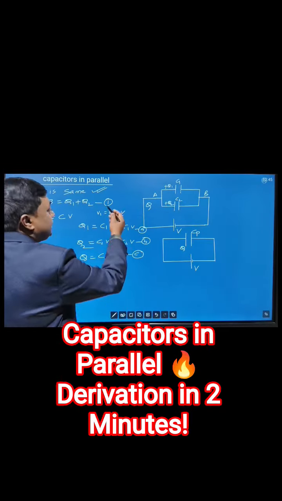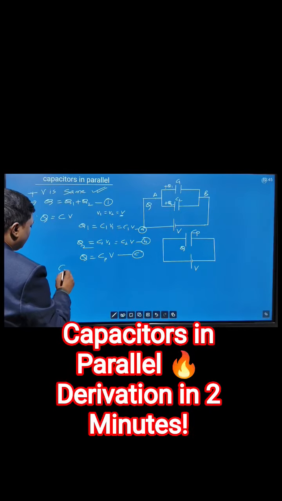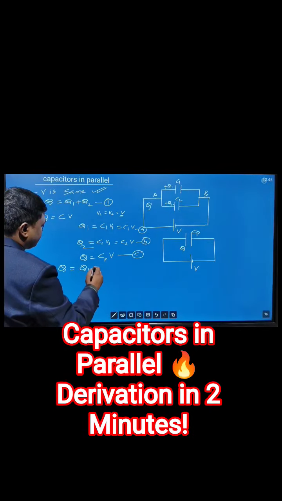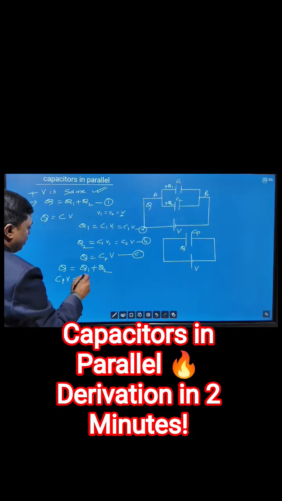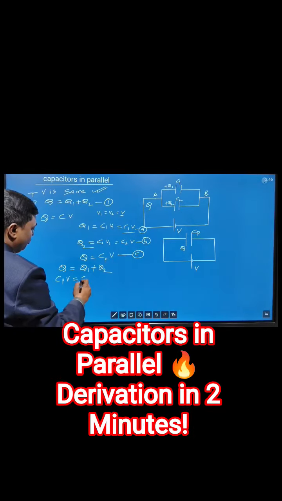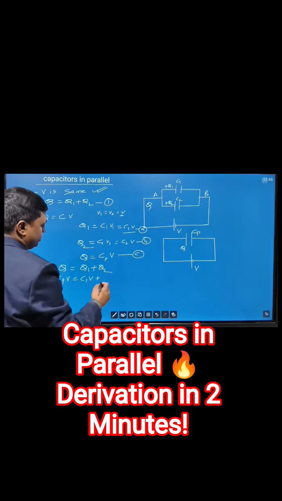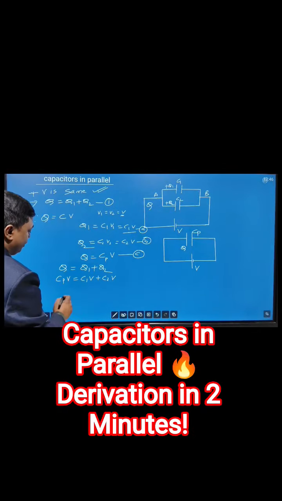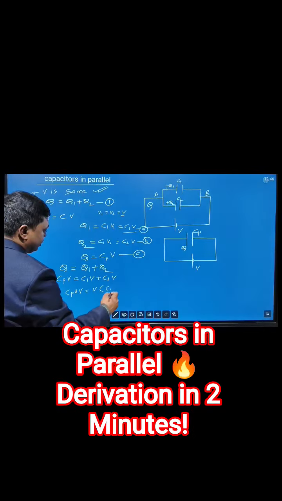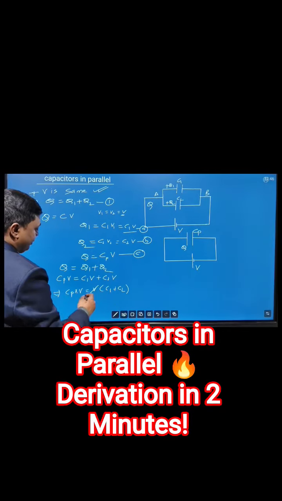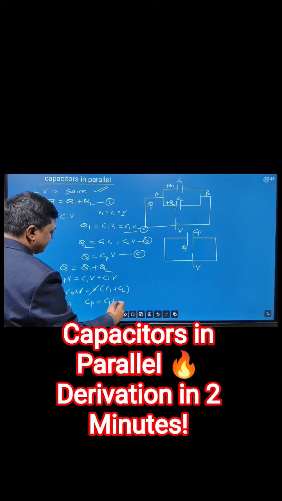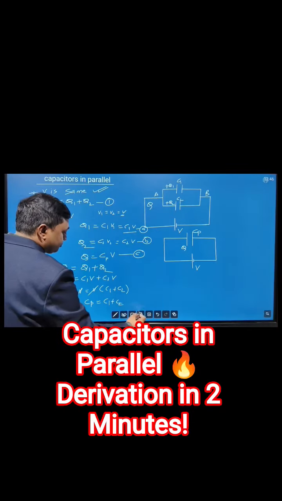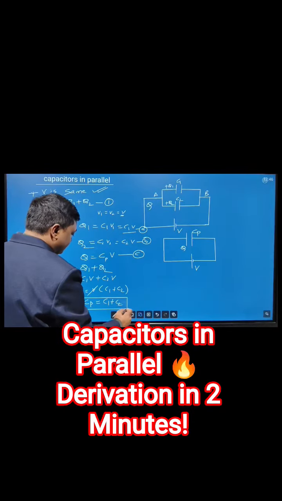Using equations A, B, C in equation 1. What is equation 1? Total charge is equal to what? Q1 plus Q2. And what is Q? Cp into V. What is Q1? C1 into V. Yes or no? And what is Q2? C2 into V. Can you take V common? Yes. So Cp into V, you can take V common, that is equal to C1 plus C2. So V gets cancelled. So finally we get Cp is nothing but C1 plus C2. Yes or no? So this is the derivation.